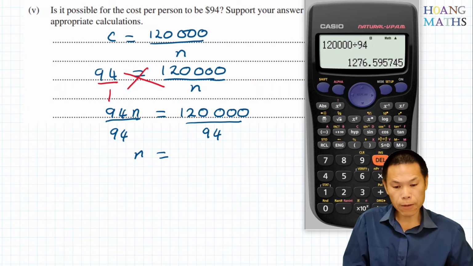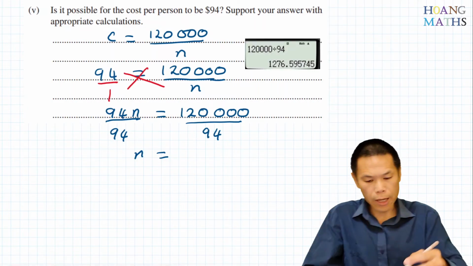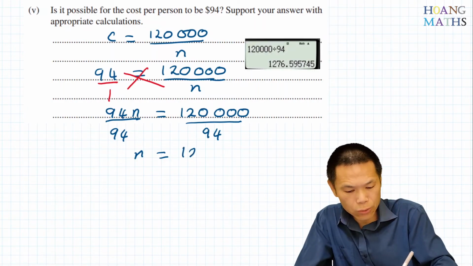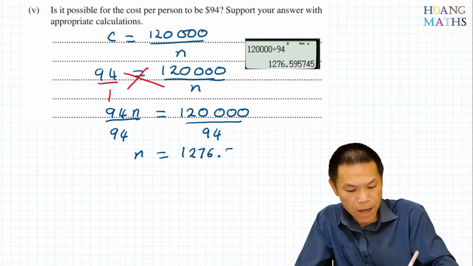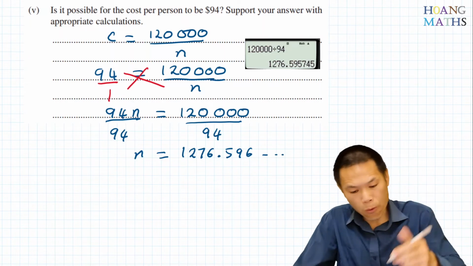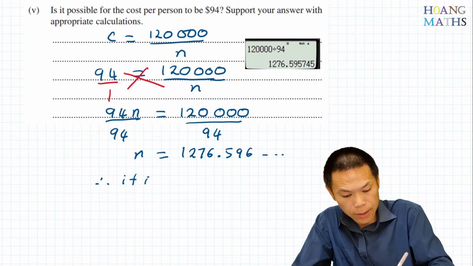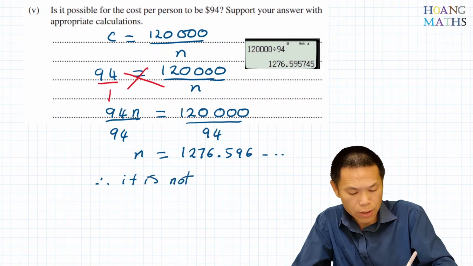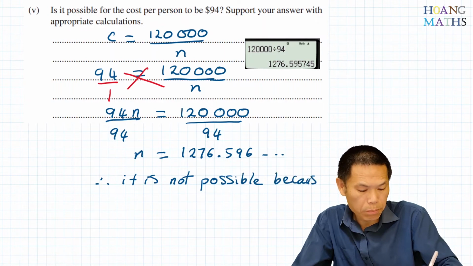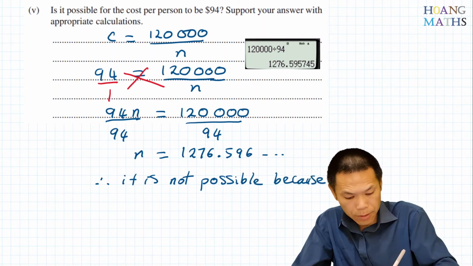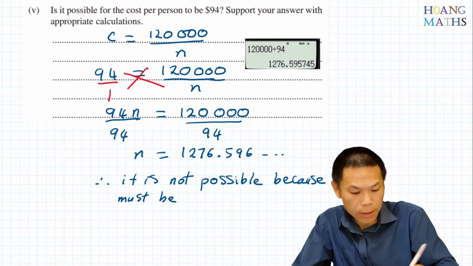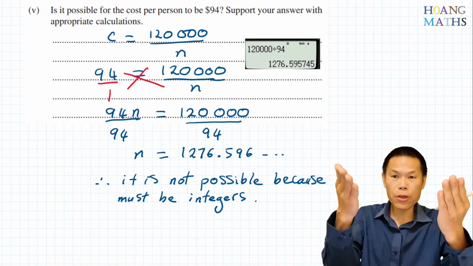So let me write this down. That is 1276.596 and so on, right? So therefore, it is not possible, because N must be an integer. There you go.